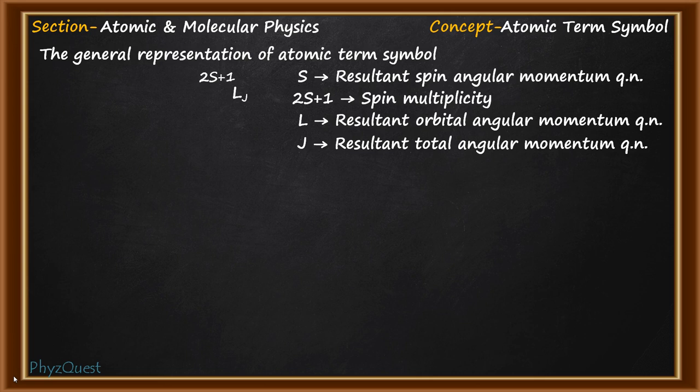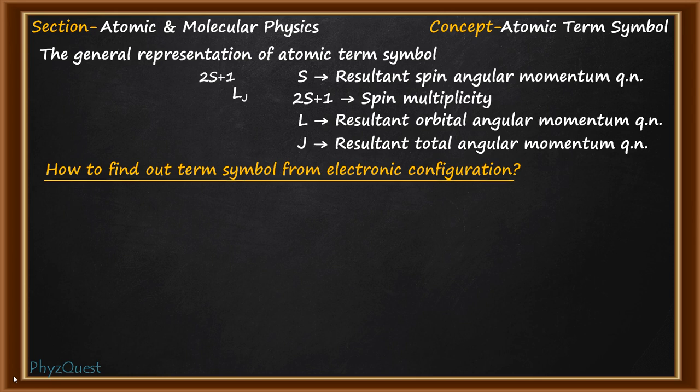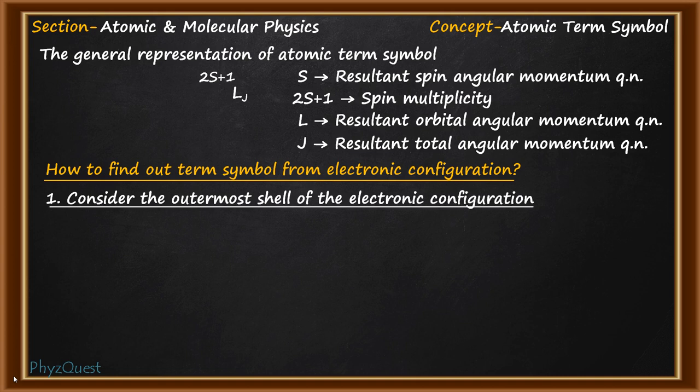Now here we are given the electronic configuration of an element, and we need to find the atomic term symbol for the ground state. So how do we find the term symbol from an electronic configuration? We have to follow certain steps. First of all, consider the outermost shell of the electronic configuration. Here in this question it is given as 3d3. The second step is to calculate the values of L, S and J.